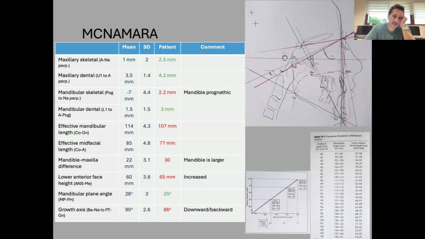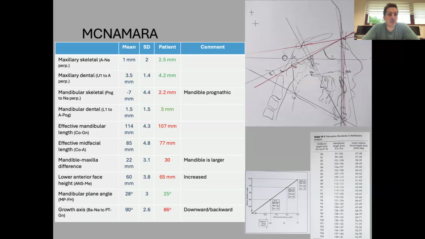Now for the McNamara, and here we see what I was saying about the mandible. We can see that the pogonion to the nasion perpendicular is 2.2, which indicates a prognathic mandible. And that's probably why the lower incisors are retroclined.